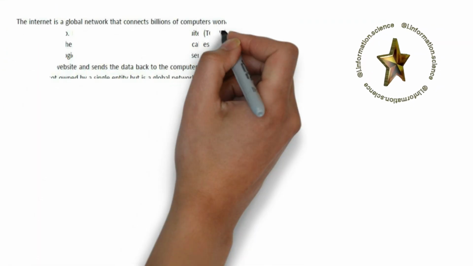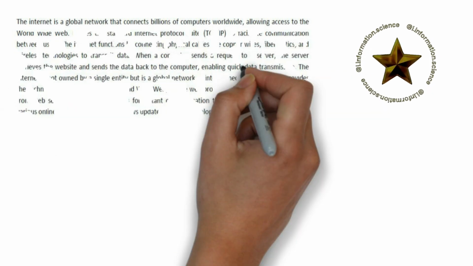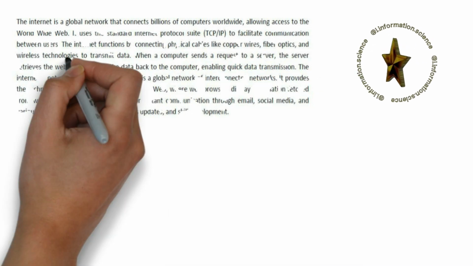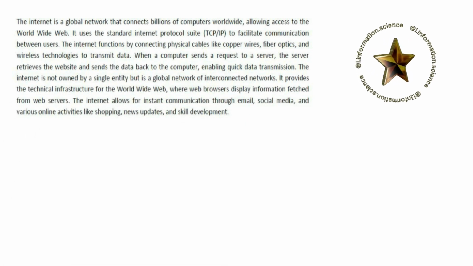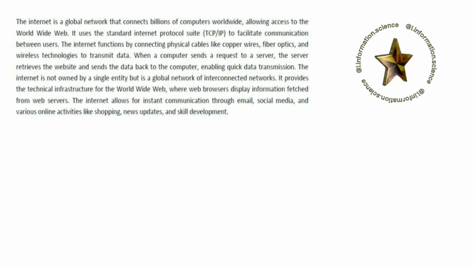The Internet is a global network that connects billions of computers worldwide, allowing access to the World Wide Web. It uses the standard Internet Protocol Suite, TCP/IP, to facilitate communication between users. The Internet functions by connecting physical cables like copper wires, fiber optics, and wireless technologies to transmit data. When a computer sends a request to a server, the server retrieves the website and sends the data back to the computer, enabling quick data transmission.